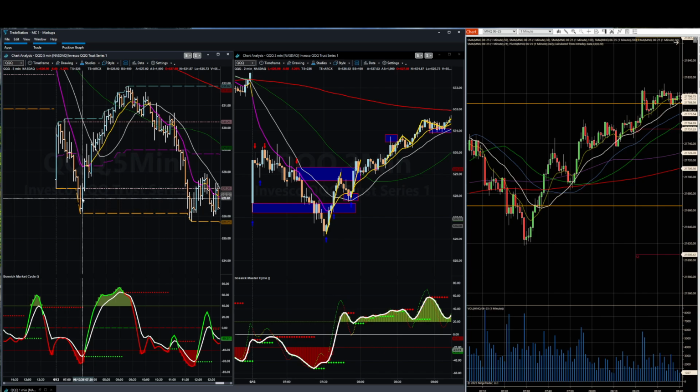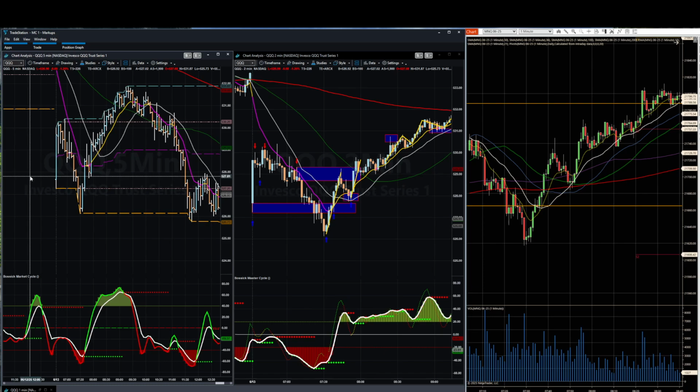But this is what I want to show. Whenever we get the range reclaim, so we crashed out, we didn't get that continuation to the downside. Instead, we get back into the range. And how often this reclaim will come back to at least the midpoint, if not the upper portion of the range. Now, it might fail when it gets up here because obviously there was some power to send it down, but be aware of this.